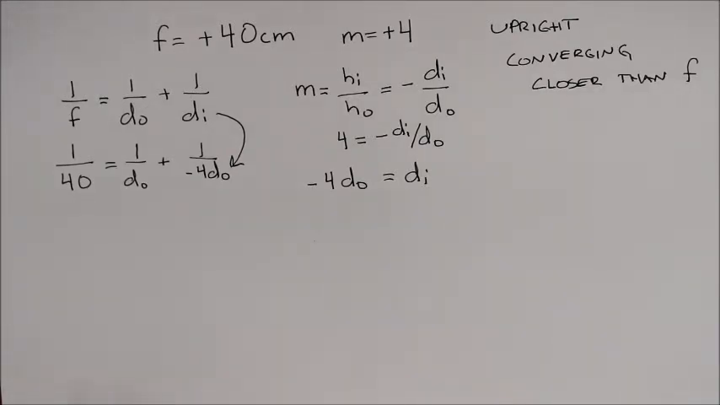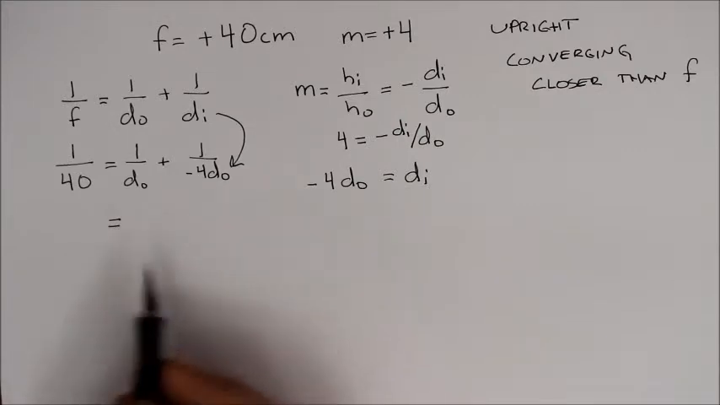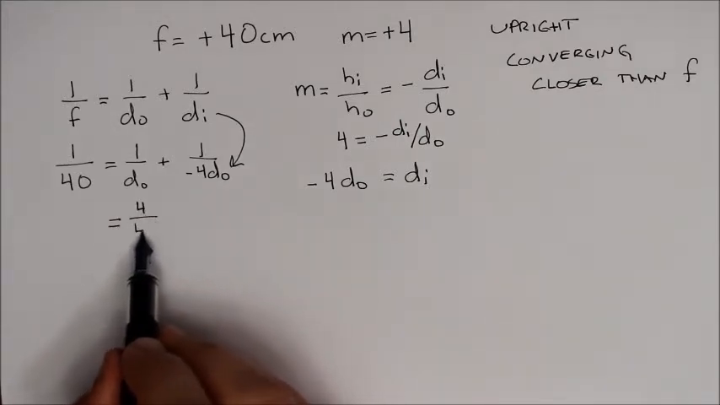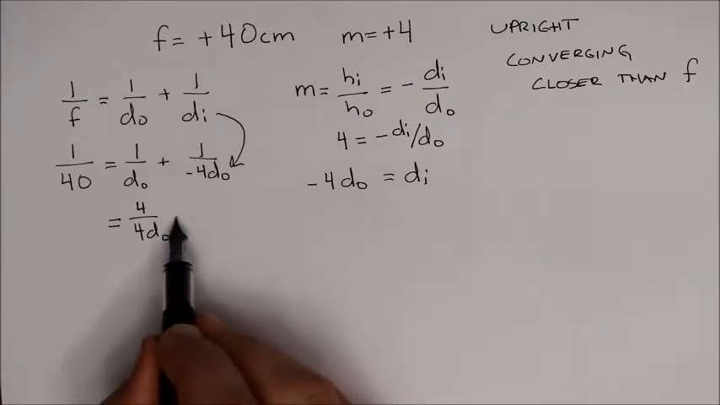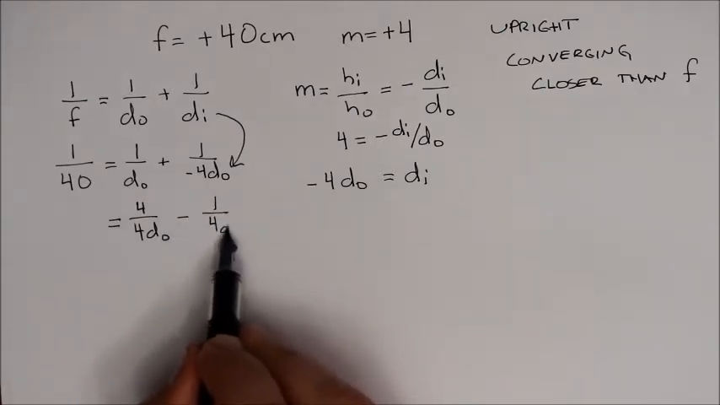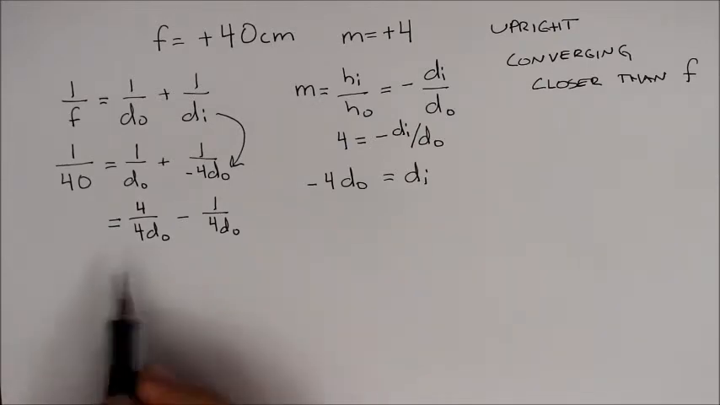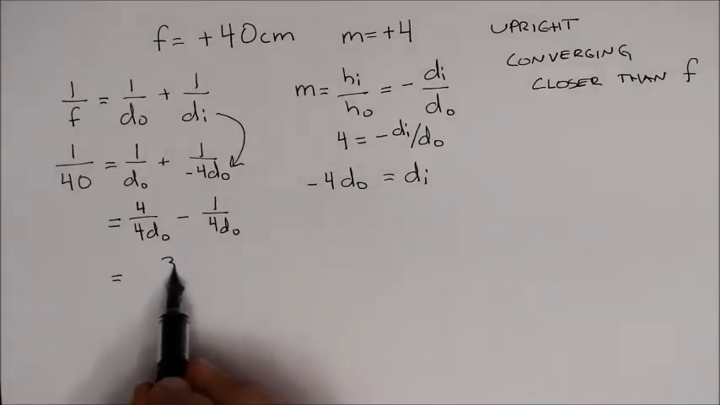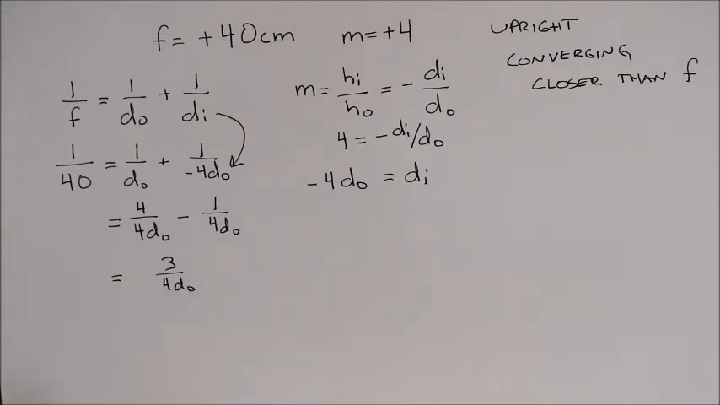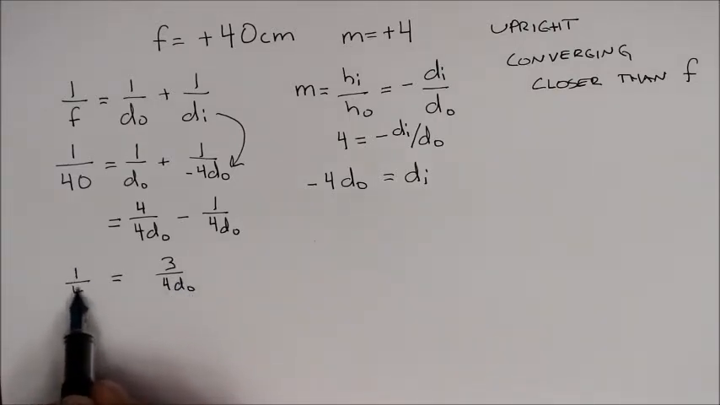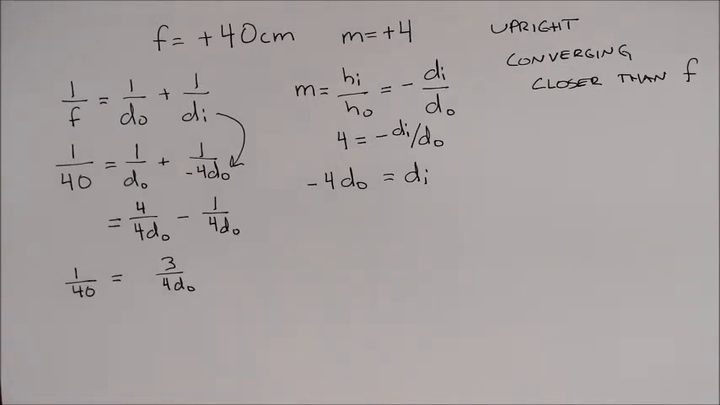What I do need to do is get a common denominator here. So I'm going to multiply this by 4 over 4, which is of course just 1. This will be -1 over 4 DO. These now have the same denominator, so I can just subtract them and get 3 over 4 DO. Now at this point, I do simply have two fractions, so I can invert them. I could also multiply the DO over to the other side and do it that way, but I'm just going to invert both sides first and get 40 is equal to 4 DO over 3.